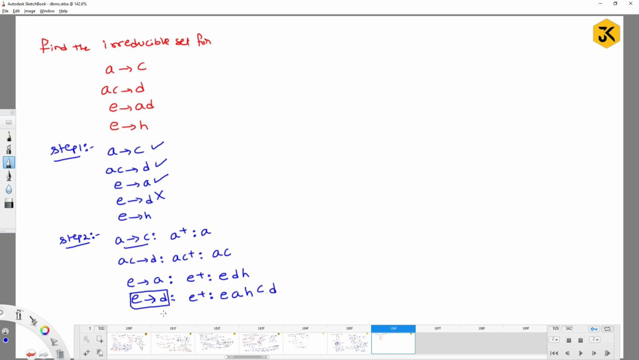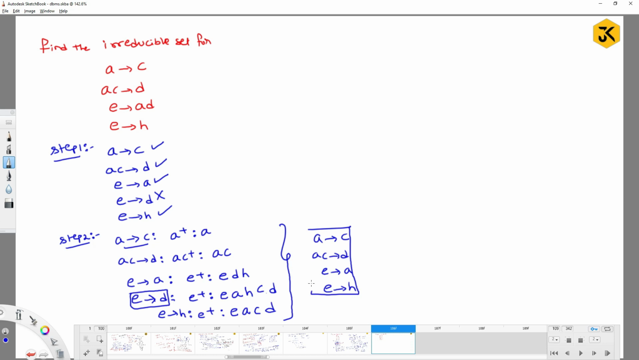Next, take E determines H. E closure, you are going to get E, A, and from A you will get C. From AC you will get D, but you are not going to get H. So I can say that E determines H is required, right? So as we completed all FDs, the minimal set of FDs is A determines C, AC determines D, E determines A, and E determines H. This is one of the minimal sets.